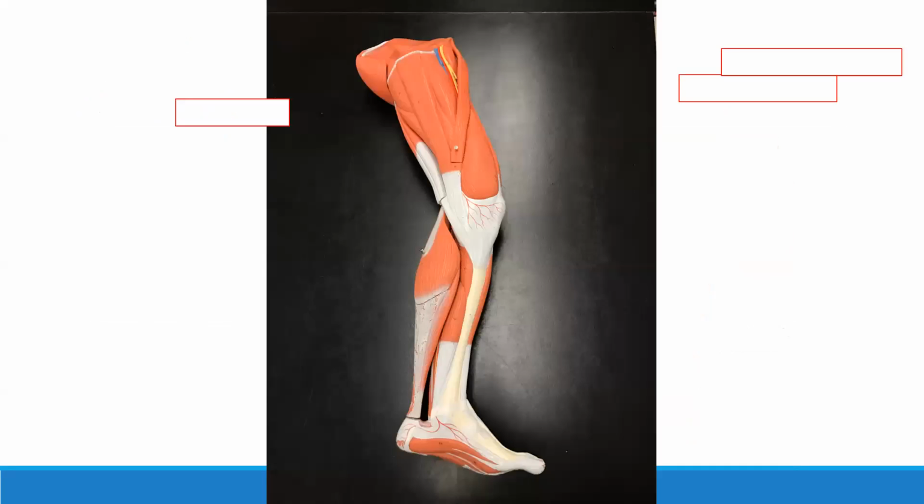Now, if we look at the medial surface of the thigh, we've seen the anterior and posterior surface of the thigh. Let's look at the medial side. The lateral side doesn't have a lot to show. It just has the tensor fascia latae. But here we see probably the most unusually shaped muscle in the whole body, and that's called the sartorius. The sartorius muscle looks like a strap.